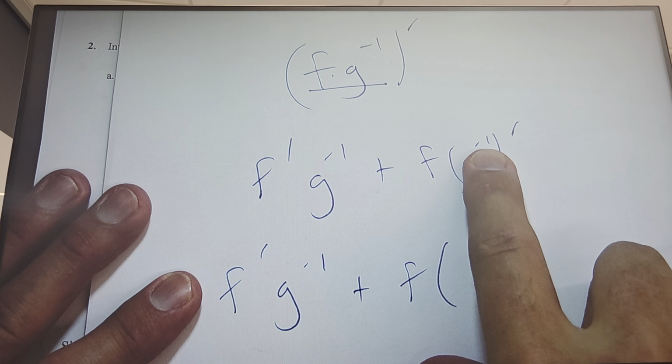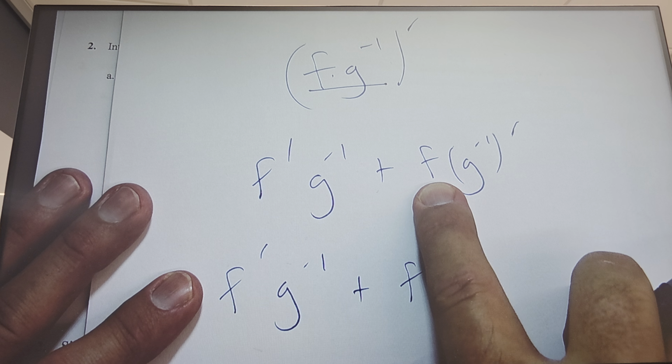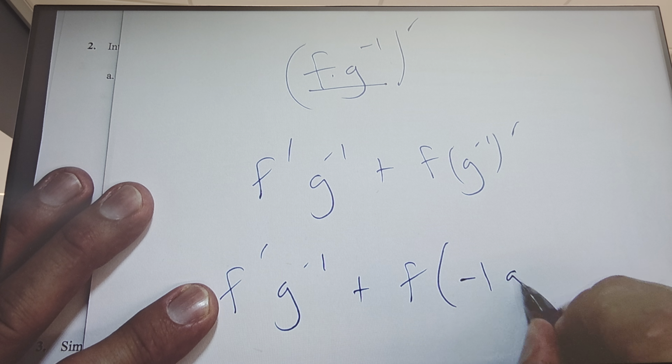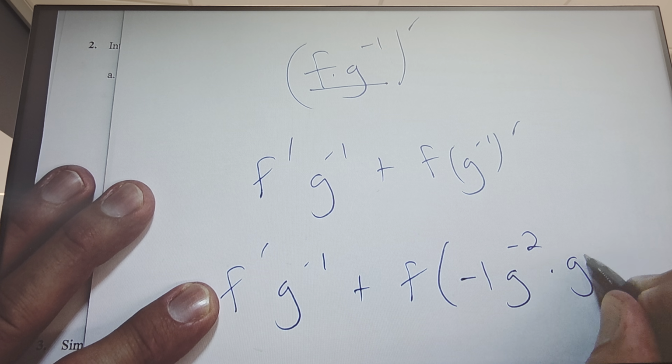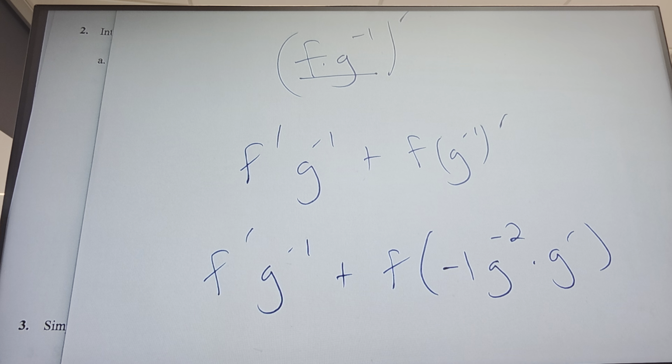The negative 1 comes down. Don't freak out, you can do it. Negative 1 comes down in front of stuff to the negative 2 times the derivative of stuff. That's just chain rule, yes? Stuff to the negative 1: negative 1 comes down, negative 2 power, times derivative of the inside. Whoop-de-doo.